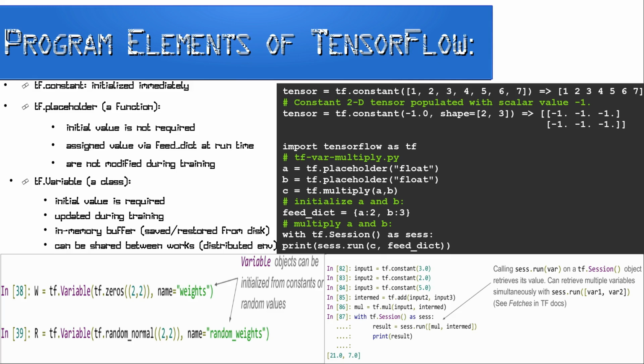Let's read the code. Import tensorflow as tf. Variable a is equal to tf.placeholder within brackets, within quotes, float. b is equal to tf.placeholder within brackets, within quotes, float. c is equal to tf.multiply of a, b. feed_dict is equal to, within curly braces, a colon 2, b colon 3, close the curly braces. With tf.Session as ses, print of ses.run of c, feed_dict.